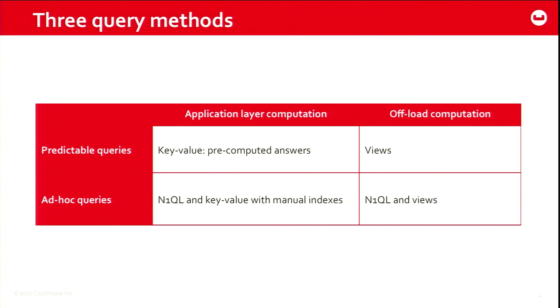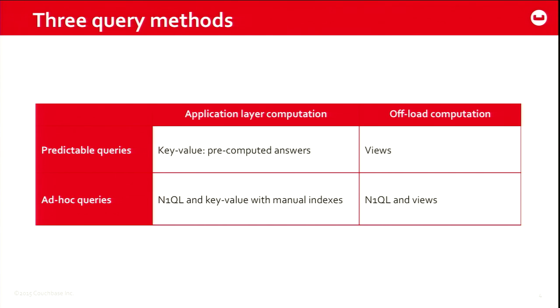And the way to choose which type of query you're going to use depends on a couple of things. One is, do you know up front, before you roll out your application, do you have an idea of what the queries will be, or at least the vague shape of them? Are the queries going to be predictable, or are they going to be ad hoc? Are they things that you need to come up with on the fly based on user behavior or the shape of the data itself? And the other is, where do you want the computation to happen?